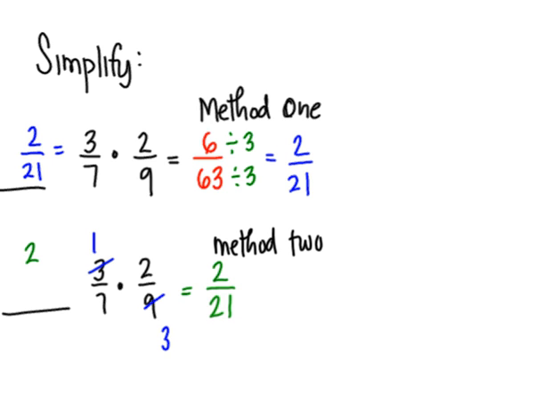1 times 2 would give me 2. And 7 times 3 would give me 21. And this would be 2 over 21. You can work it the way that you feel more comfortable. Usually method 2 is a little easier. So that's how you would work them if they reduce.